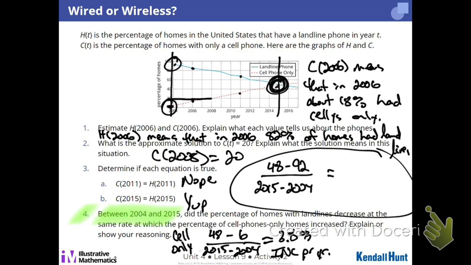So again, all this is currently saying is it went down 44% over 11 years. So on average, that's about negative 4% per year. And it also makes sense, like, as this one's going up almost 4%, this one's going down about 4%. Because as there's more cell phones, I'm guessing there's fewer landline phones.